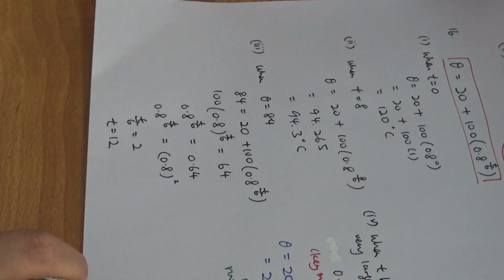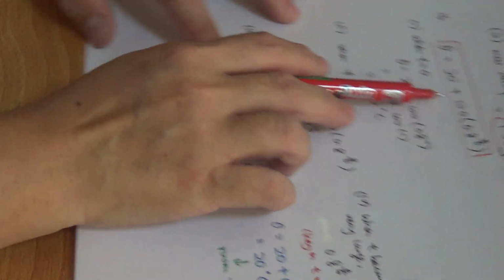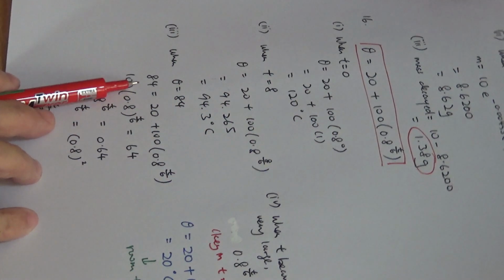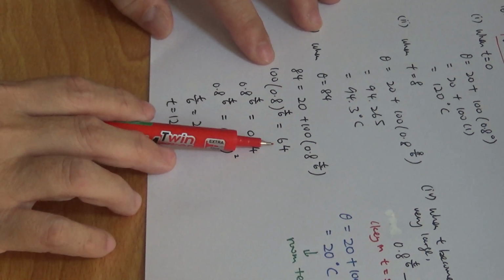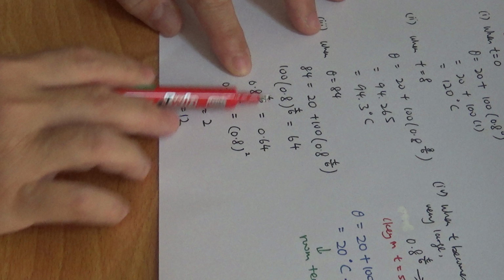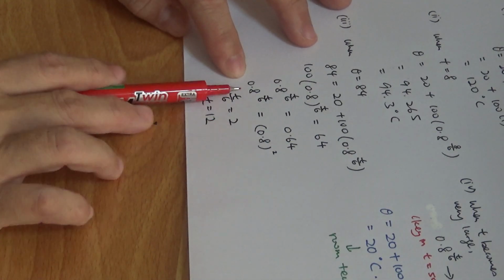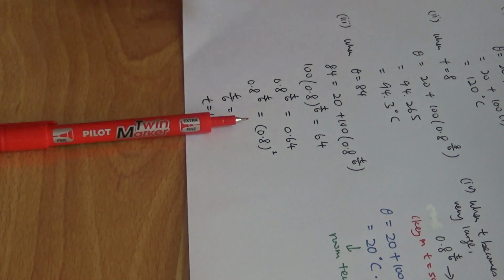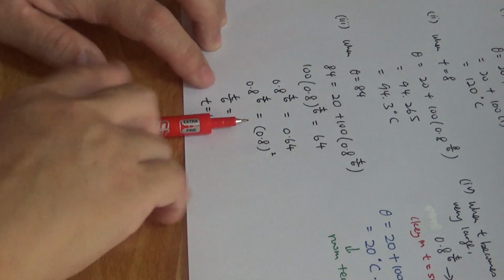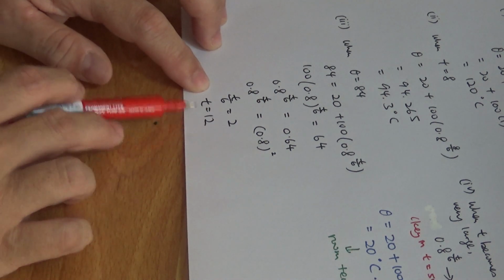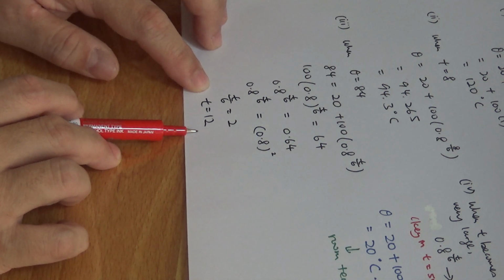Now, part 3. The value of T when theta is 84. When theta is 84, I just plug into this equation. So 84 is this. Now, I move the 20 over, minus 20 becomes 64. 100 moved over becomes 0.64. Now, I change to the same base. Once it is the same base, I can equate the powers. So T over 6 equals 2. T will be equal to 12. So that's how I get my value of T.